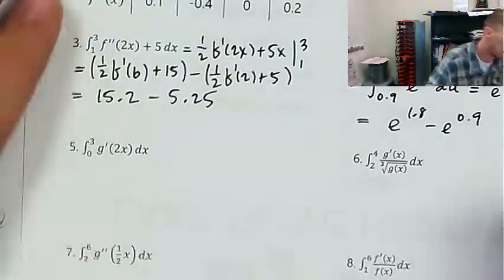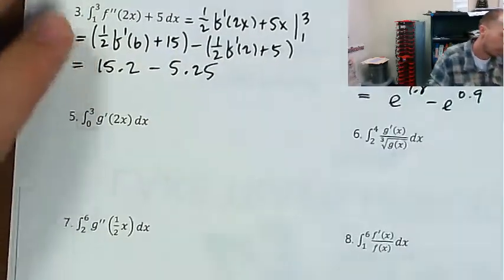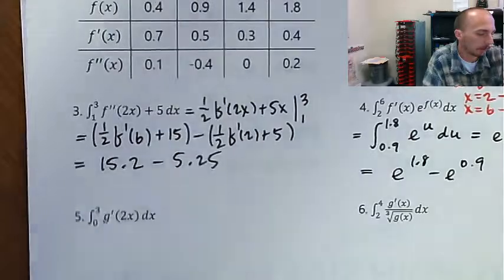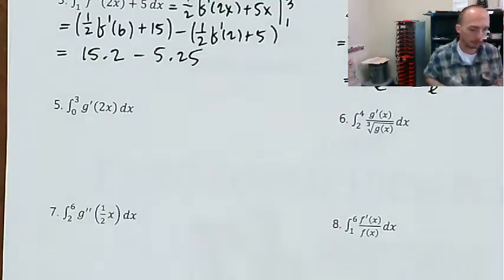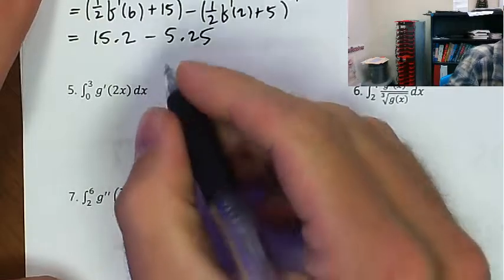I've got a couple more like this. So the integral from 0 to 3 of g prime of 2x. Oh, and then I'm going to do number 5 and then number 7 immediately after to just kind of contrast them, because they're both kind of interesting. Right, this one's going to be straightforward enough.